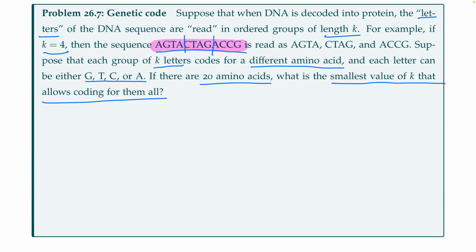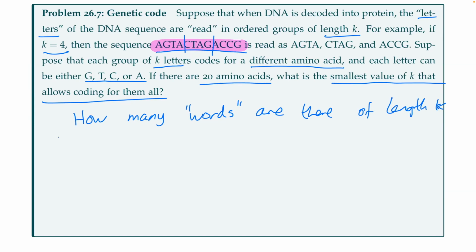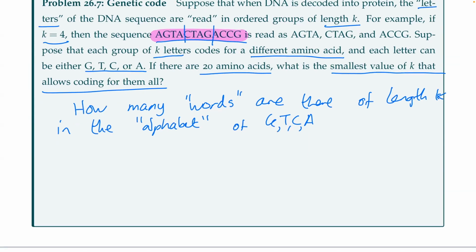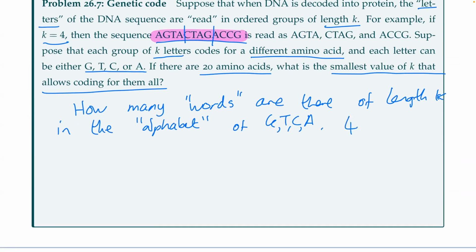How can we do that? In other words, what we're asking here is how many words, and words in the loose sense here are just different combinations of G, T, C, and A. How many words are there of length K in the alphabet of G, T, C, and A? So here, our alphabet only contains 4 letters. What we're asking then is we want there to be 4^K words, 4 to the power of K words.